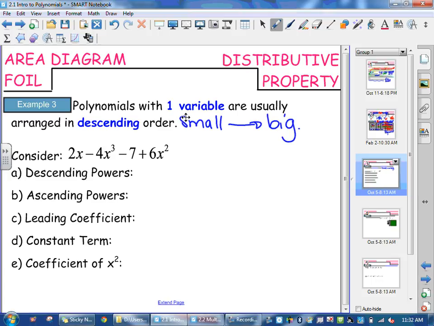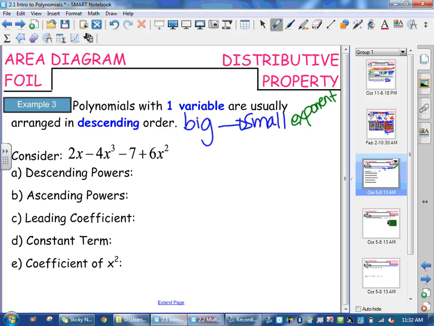So descending order means small to big. Or sorry, I'm backwards on that. What am I saying? Big to small. You're going down. Pardon me. Big to small. So descending, we're starting big, and we're going down to small. What they're talking about is the exponents on them. Big to small exponents.